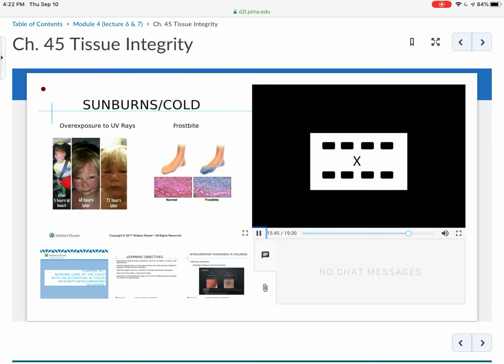Frostbite, we don't think about frostbite here in Tucson too much, but I lived in upstate New York where it'd be 30 below in the wintertime. And so we did worry about frostbite. As far as frostbite, they're calling it cold injury, and they categorize that on 1st to 4th degree. And like I said, I haven't seen any things like that out here in Tucson.